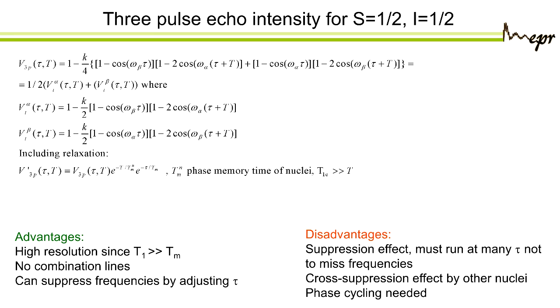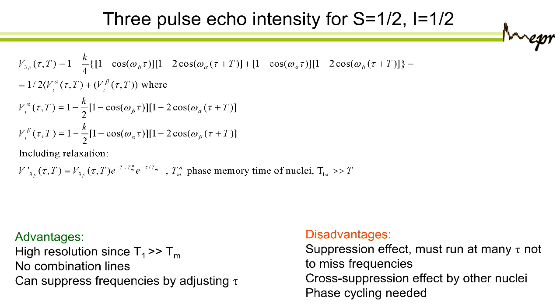And this is the equation that one gets for the 3-pulse echo. This time, you don't have the sum and difference frequencies. However, if you look well, you have 1 minus k over 4, and then a term that is 1 minus cosine omega beta tau that multiplies the time dependence of the alpha frequency, and a term that depends on omega alpha tau that multiplies the oscillating part with beta.